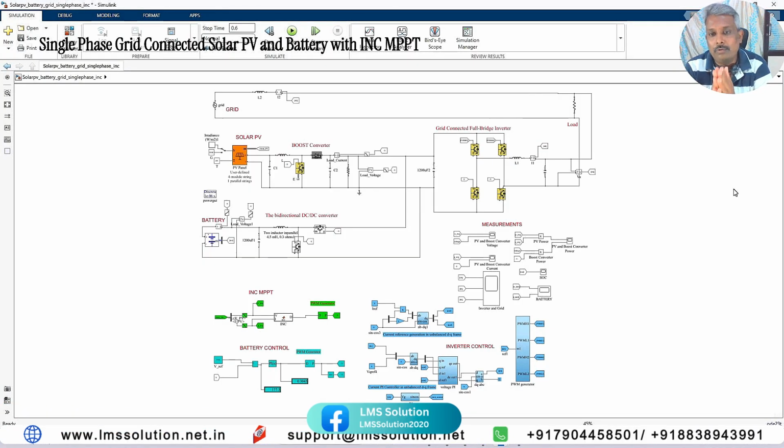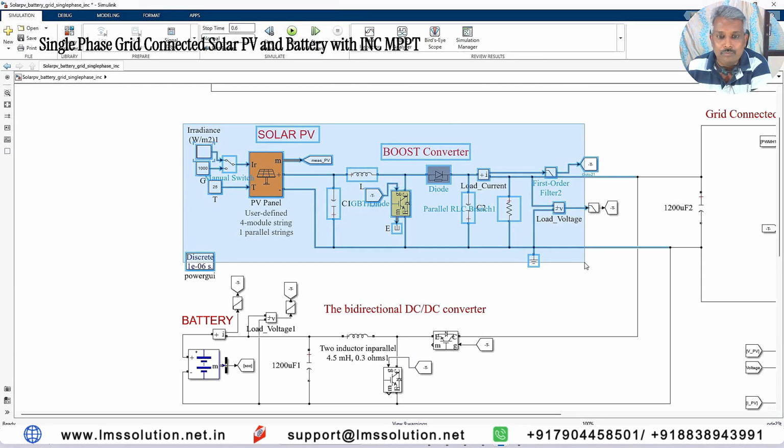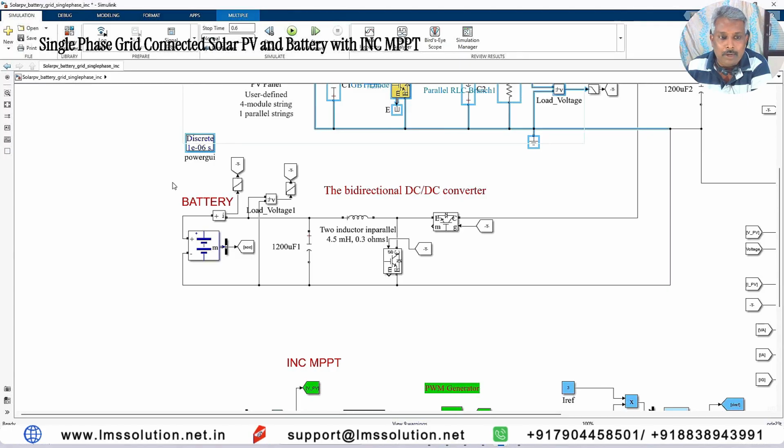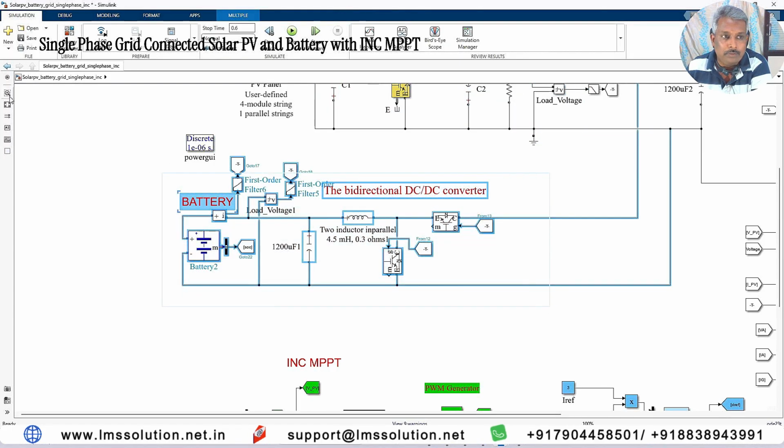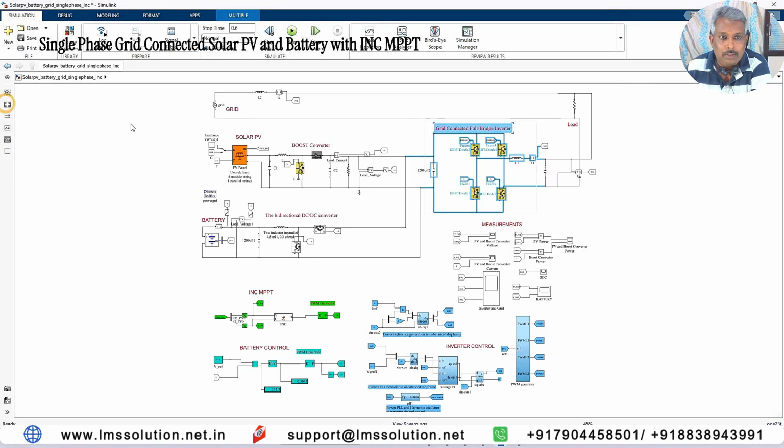Today we are going to see about a grid connected PV battery system. This is a simulation model we developed for a grid connected PV battery system. This system consists of a solar PV array along with a boost converter, and then a battery along with a bidirectional converter, and then it has a grid connected full bridge inverter, and then it has the grid.